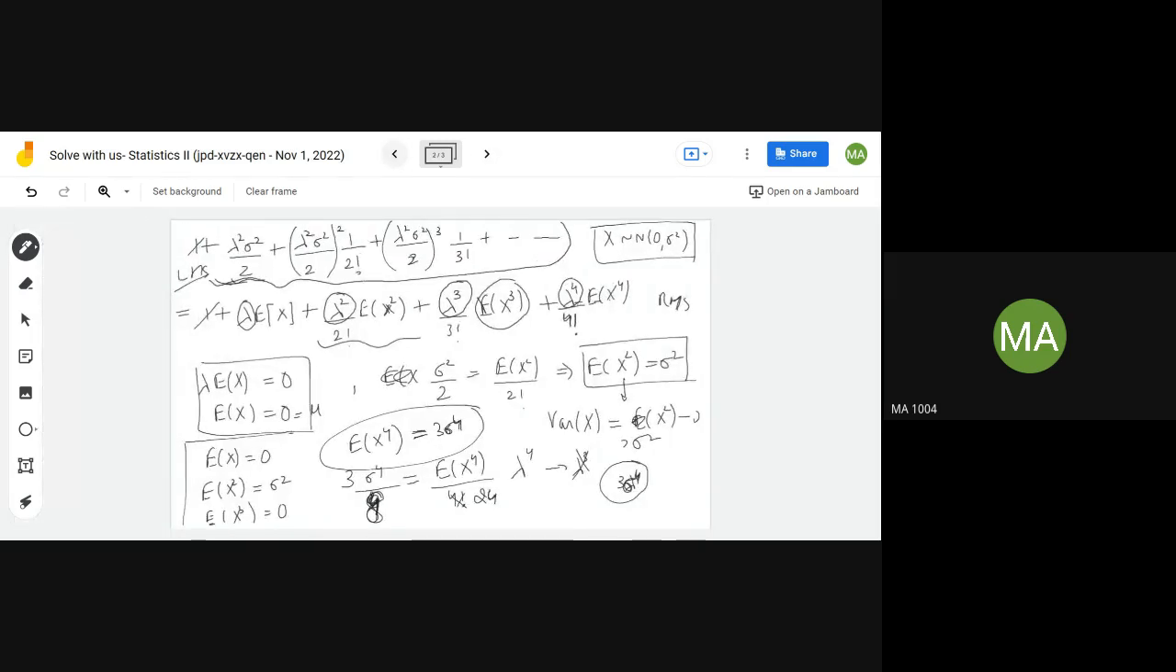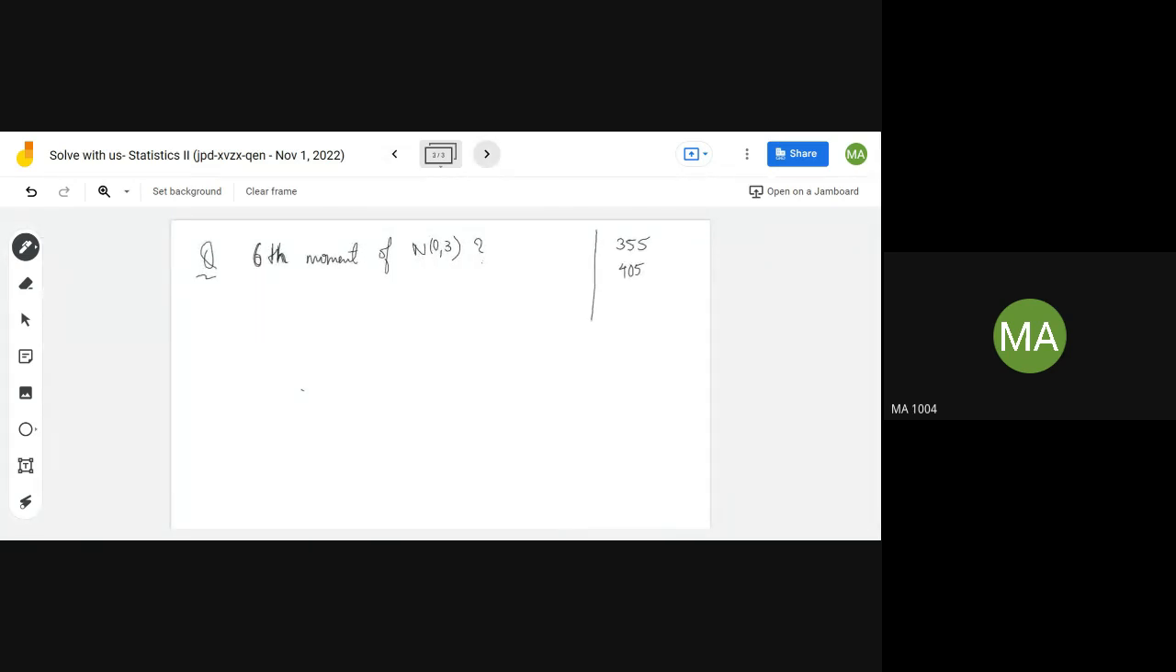Just go back here. Now you have normal with mean 0 and variance 3. So what is the MGF? M_X of lambda is e to the power lambda square sigma square by 2, right? What is sigma square here? Sigma square is 3, so this is e to the power 3 lambda square by 2. How will you write the expansion for e to the power 3 lambda square by 2? It is 1 plus 3 lambda square by 2, plus 3 lambda square by 2 whole square, plus 3 lambda square by 2 whole cube, 1 by 3 factorial, and so on.